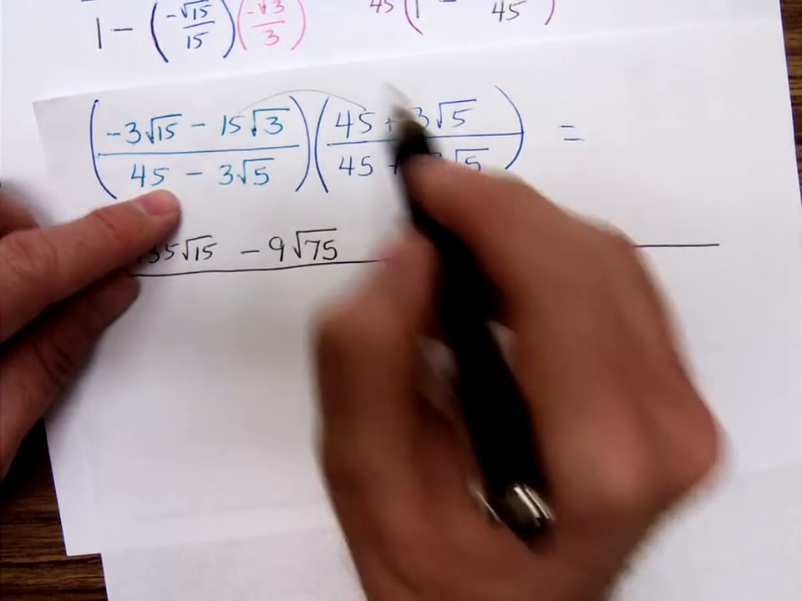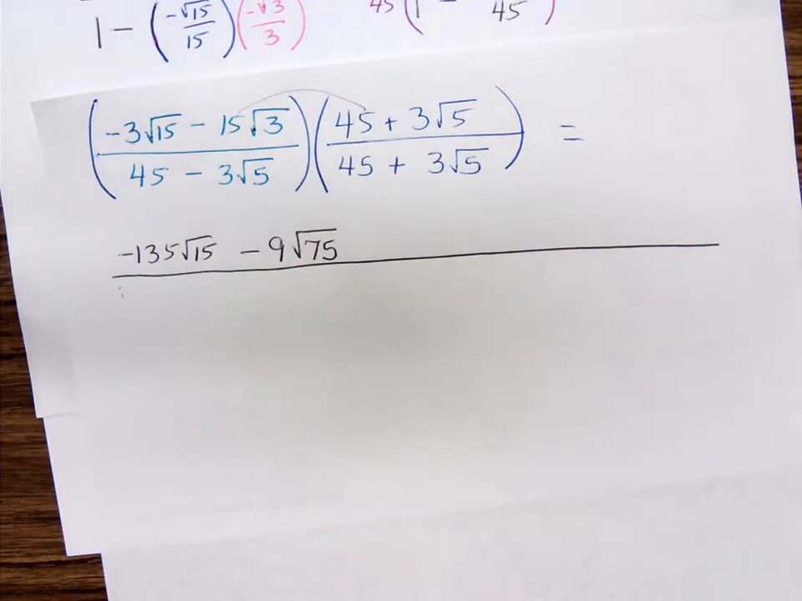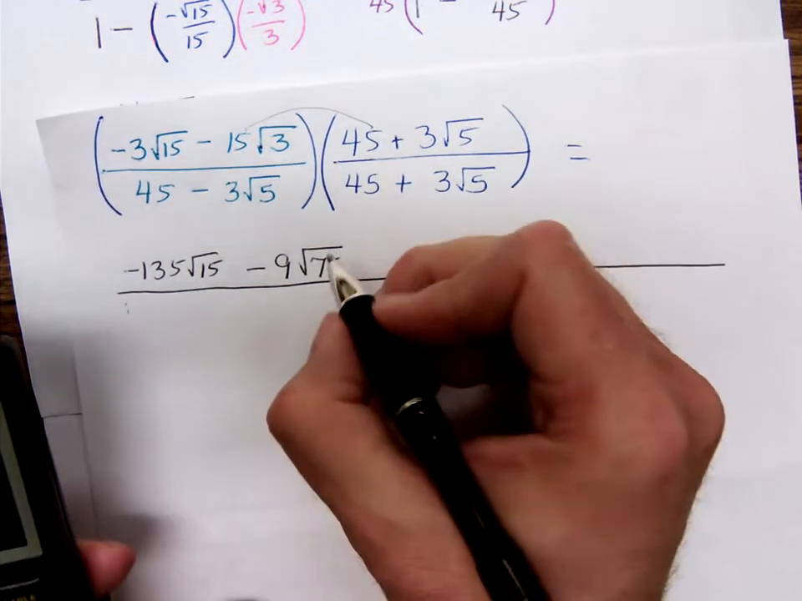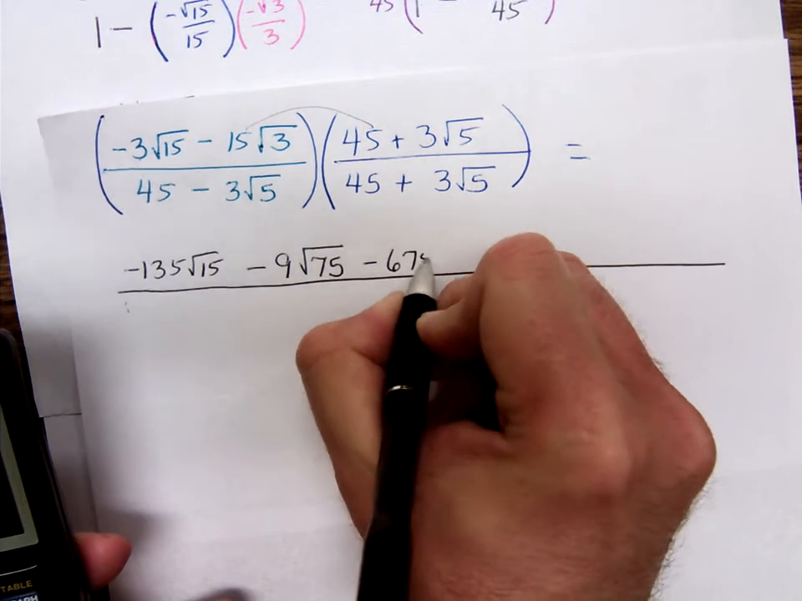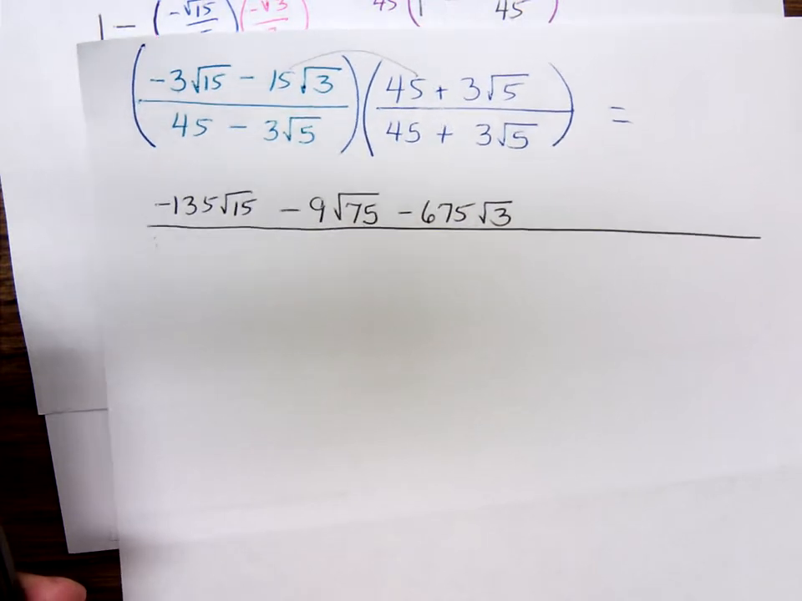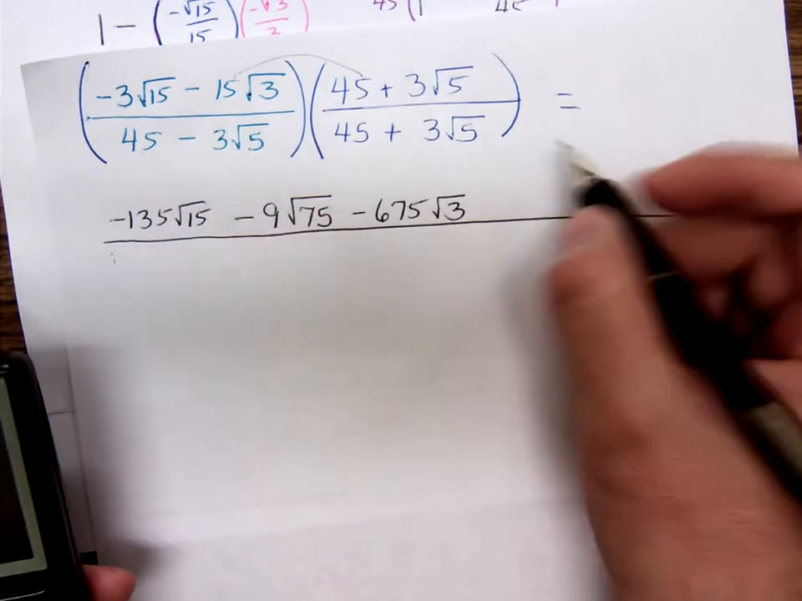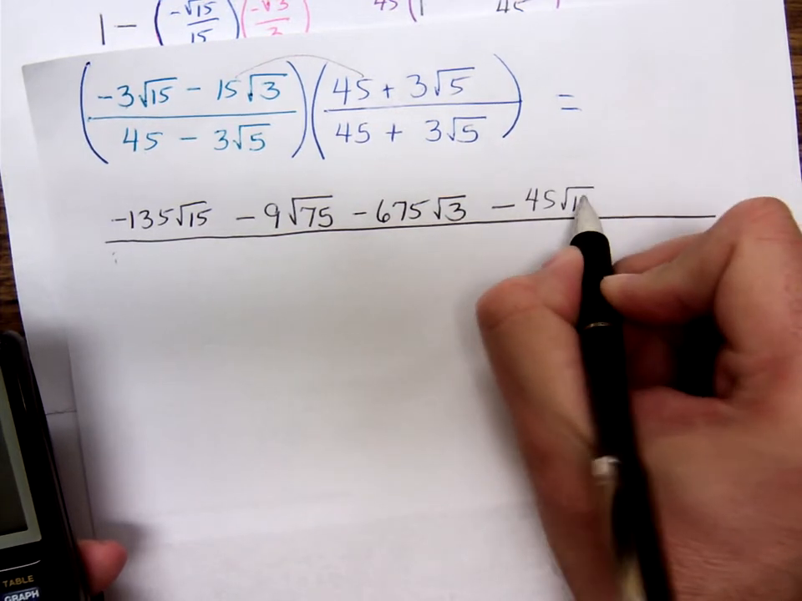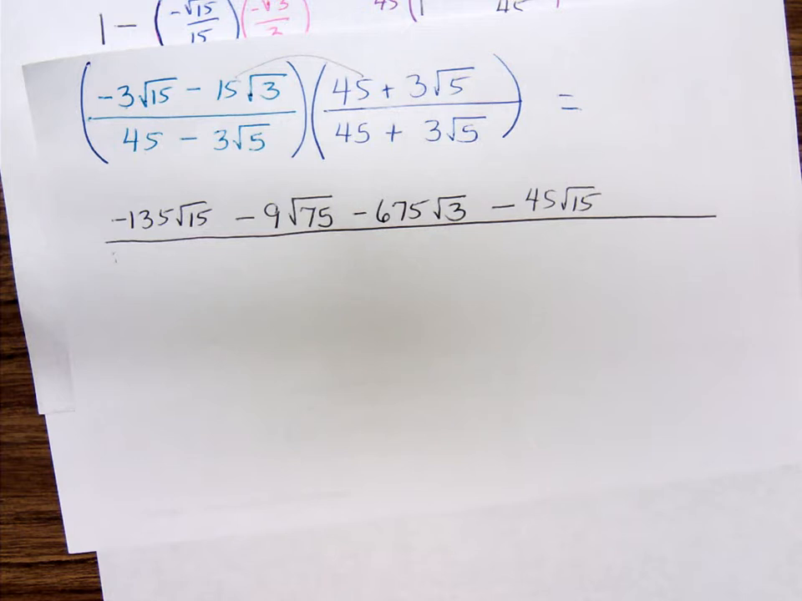Inner, 15 times 45. Well, positive times negative is negative, and we have a negative 675 square root of 3. And negative times positive is negative. Is that going to be 45 square root of 15? Now, falling out the bottom. 45 times 45. 2025.